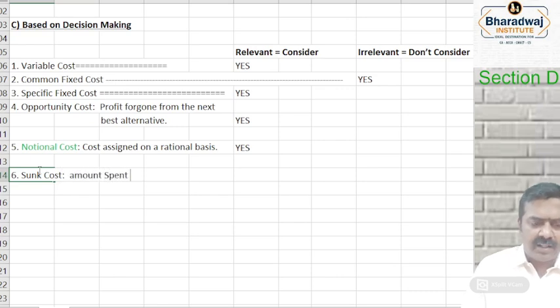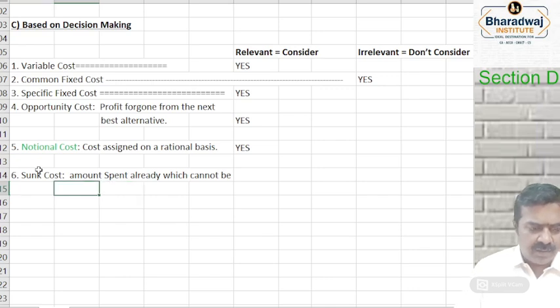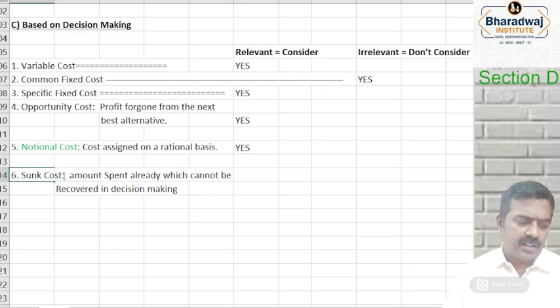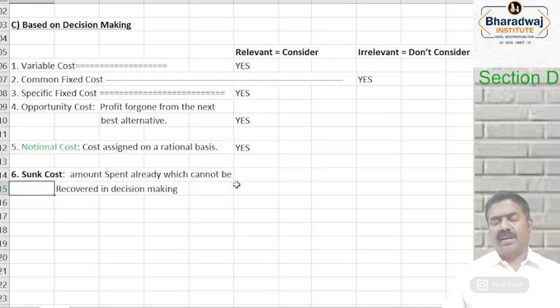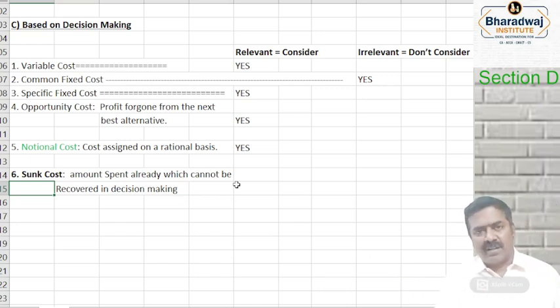Amount spent already, which cannot be recovered. Amount spent is spent. You cannot take it back. Now that is called sunk cost. Like amount spent on research. You spent money. Can you recover it? Product is successful or unsuccessful depends upon so many factors. Amount spent on research, you cannot.